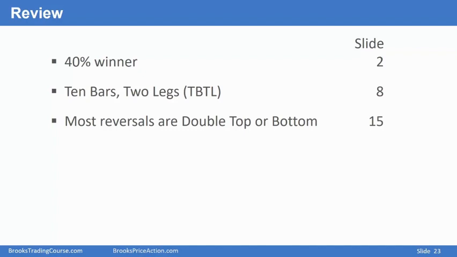When you're looking for a major reversal, minimum goal, 10 bars, 2 legs. Also, look at the highest time frame chart that shows the pattern. If you're looking at a 1-minute chart and the pattern is also present on a 5-minute chart, don't look for 10 bars and 2 legs on the 1-minute chart. Look for the 10 bars and 2 legs on the 5-minute chart. Finally, I made the point that most reversals involve some kind of a double top or double bottom.